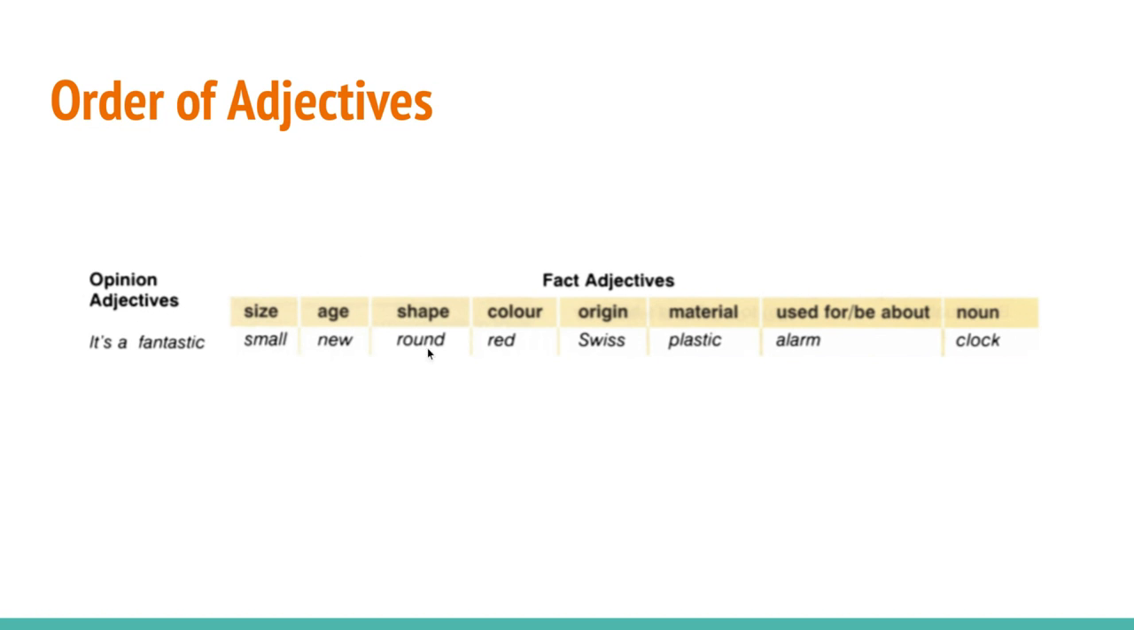Now, it's odd to find, of course, a noun preceded by so many adjectives. I already forgot what you said at the beginning whenever you get to clock. But it's a fantastic small new round red Swiss plastic alarm clock. Seems possible. Anyway, it's really odd. You are hardly ever going to find a noun preceded by more than three adjectives, all right? But whenever you have them, this is the order that they should follow, okay? And you can be sure that this will be an exam question.